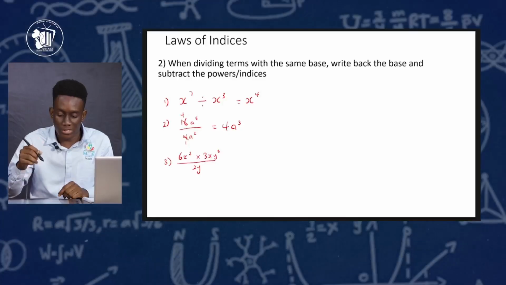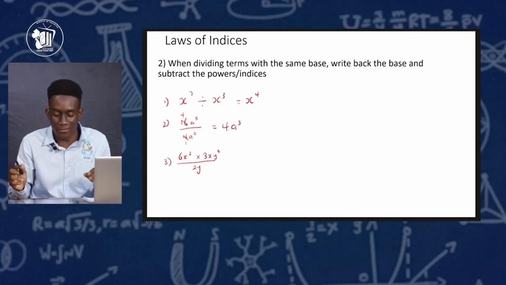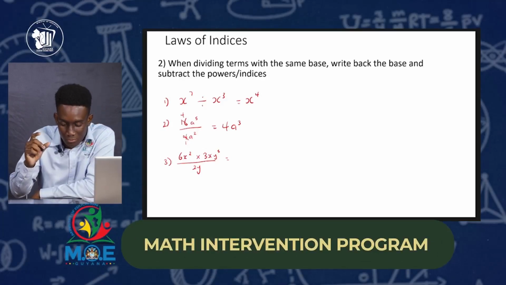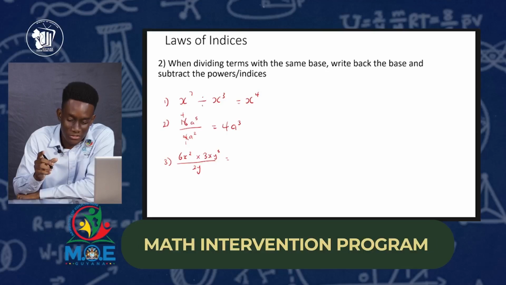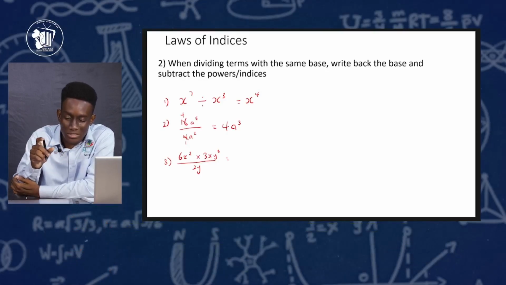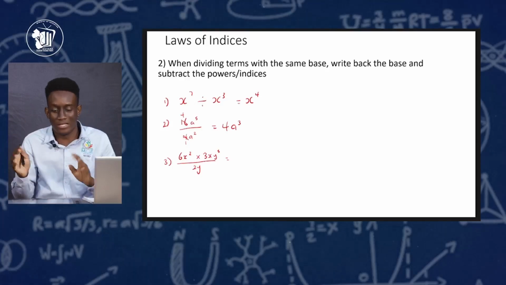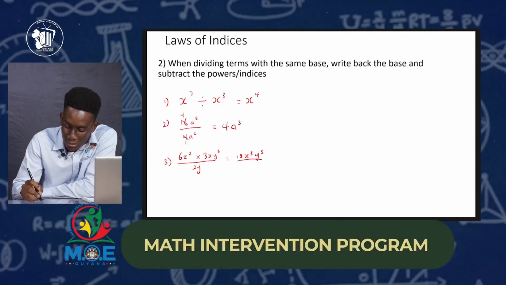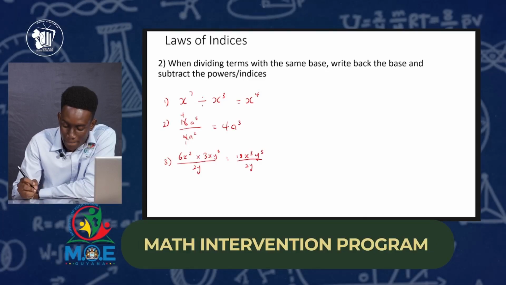So let's look at another example: 6x to the 2nd power multiplied by 3xy to the 5th power, all divided by 2y. So we have a combination of multiplication and division. Let's multiply what is at the top first, and then we'll use this law to divide. 6 times 3 would give us 18. And x to the 2nd times x would give us x to the 3rd, y to the 5th. And all of this will be divided by 2y.